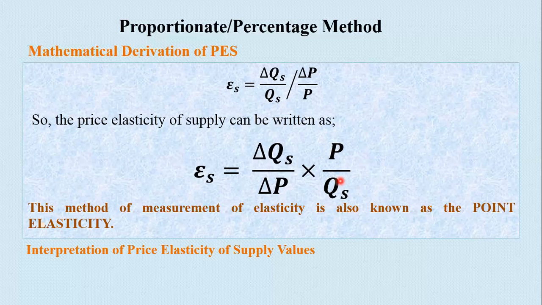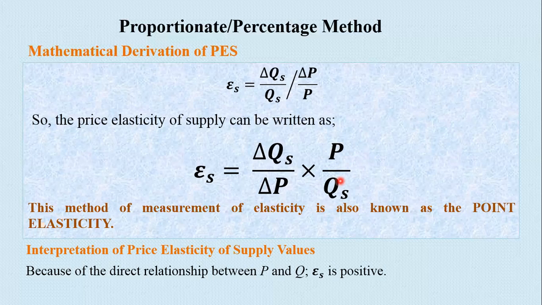Interpretation of price elasticity of supply. We must know that there is a direct relationship between the price and the quantity supplied. That is the reason elasticity of supply is positive.